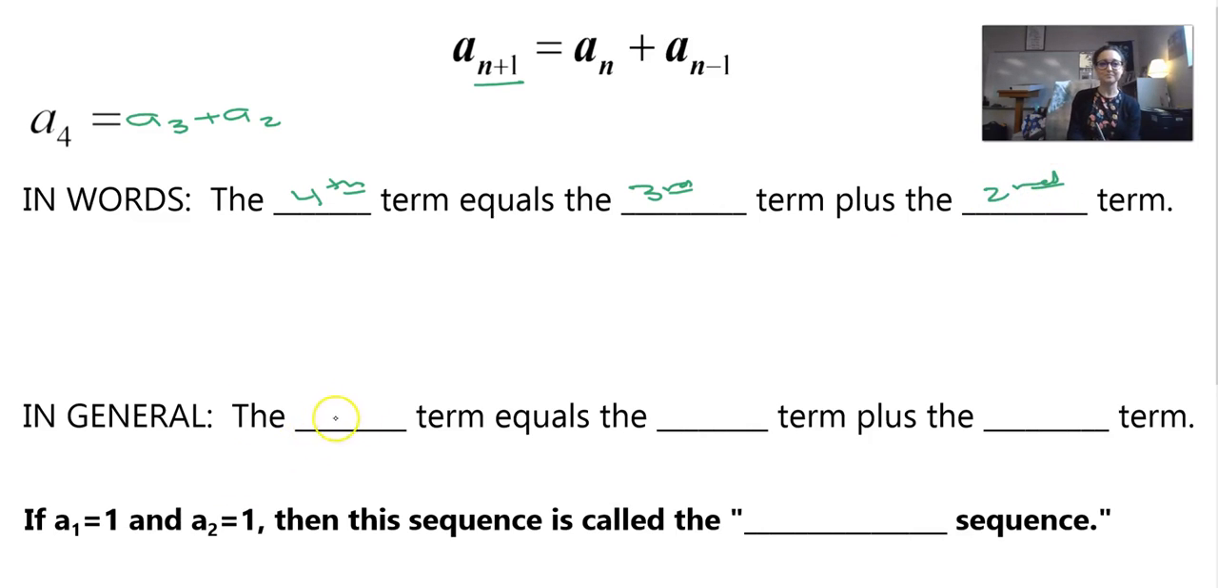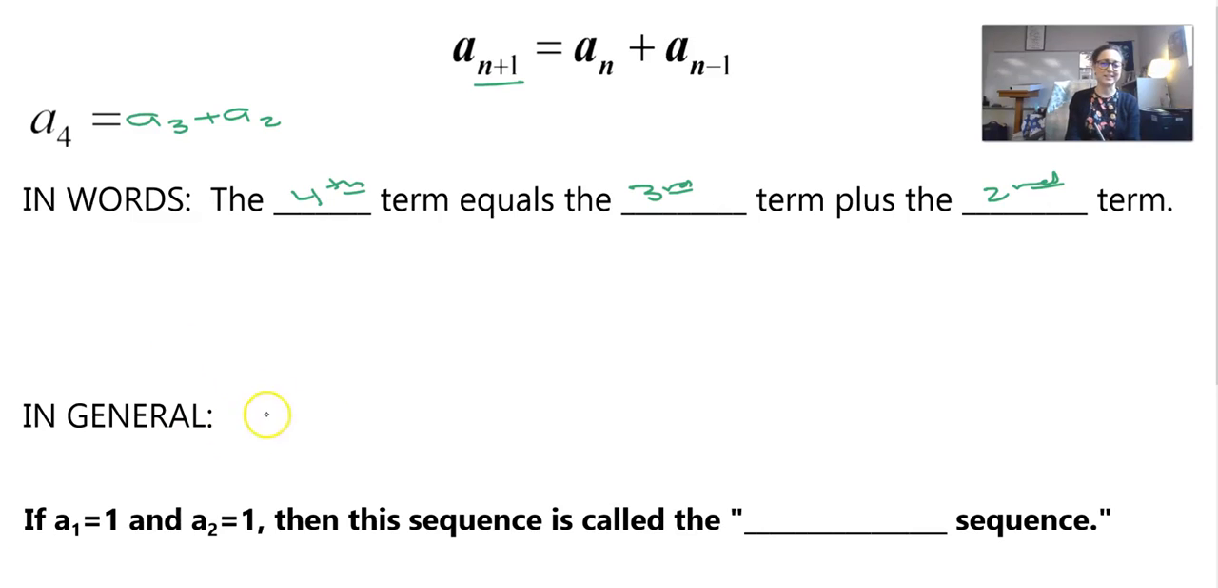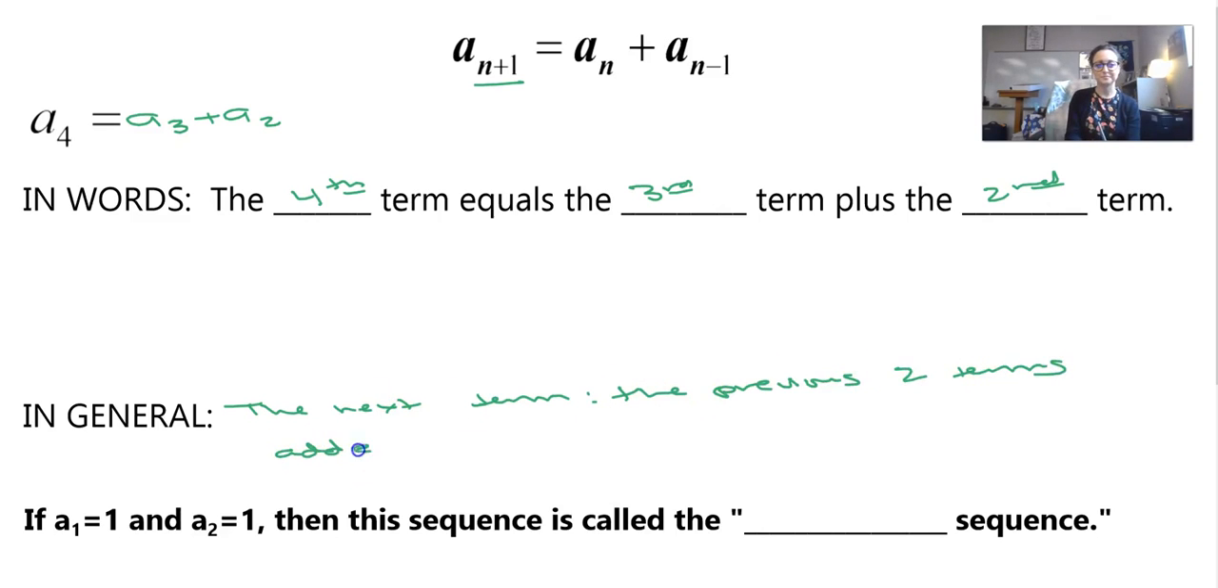So in general, let's follow the formula. So in general, let's write it like this, that the next term in the sequence equals the previous 2 terms added together. Do we agree with that? Because this term is the one right before this one, and this term is the one right before this one. So the next term is the previous 2 terms added together.